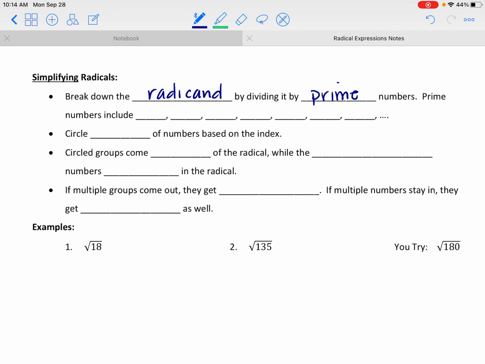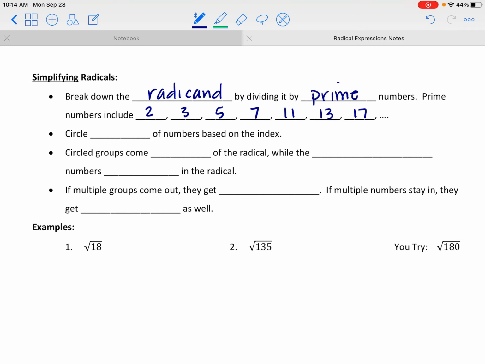So I would use 2 as many times as possible, then 3, then 5, then 7, 9, let's see, 8, 9, 10, 11, 13, 14, 15, 16. I don't think you're going to be dividing by numbers much bigger than that, but I like to stay in order just to make a nice tree, but it really doesn't matter.